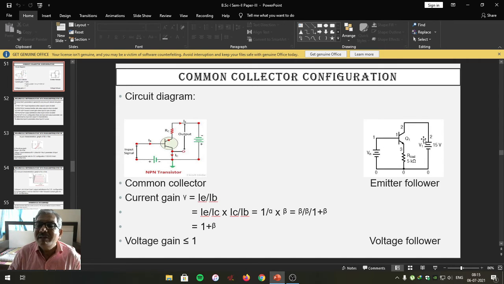Collector is of N type. To this N type, positive terminal of the battery is connected. That reverse biases the collector and base junction. And output is taken across emitter. Here also output is taken across emitter. Both the circuits are equivalent with each other.